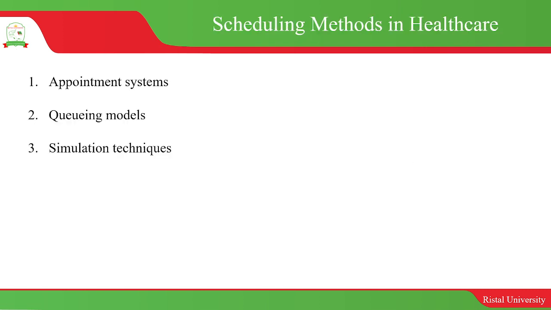Scheduling methods in healthcare: one is appointment systems, two is queuing models. We look at the queue and then we apply our model to analyze it further and find solutions to improve the queuing system. Simulation techniques, we already talked about it in chapter 1, and it is something we are applying here as well.